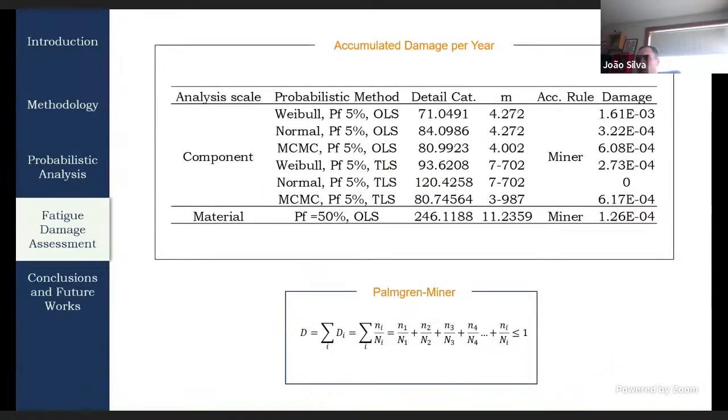After all of these probabilistic models, we get the properties necessary to calculate the fatigue damage using the Palmgren-Miner model, and the results show that the Bayesian approach has the lowest slope and the lowest detail category, which ultimately results in the highest damage. We also can see that the material curve provides us with a more conservative perspective compared with the component analysis.